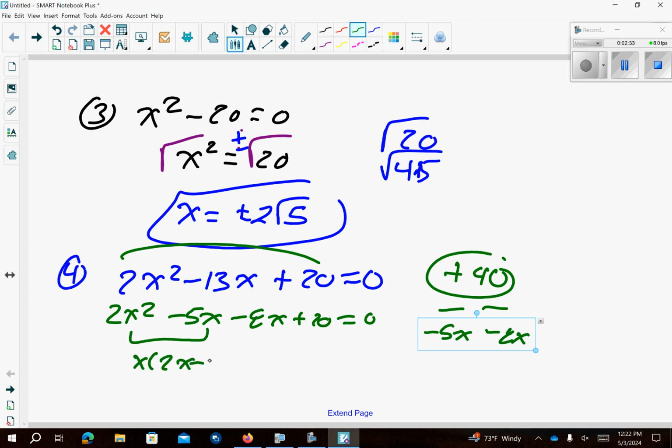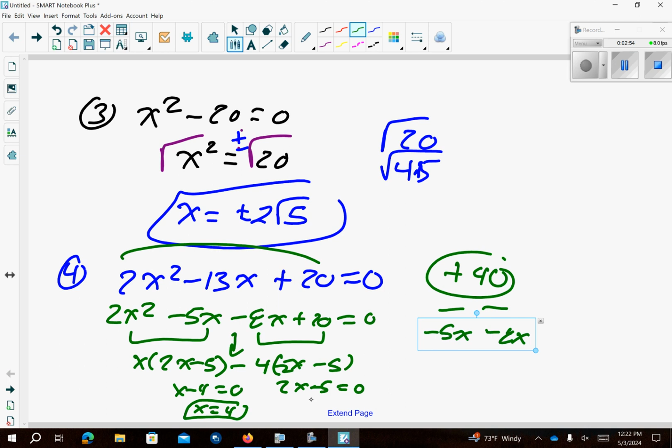Factor an x out of both of those. That leaves me 2x minus 5. Bring that negative out, factor a negative 4 out. That's going to give me 2x minus 5. So I get x minus 4 equals 0. So x equals 4 is one answer. And then I get 2x minus 5 is the other answer. That's equal to 0. So add 5 to both sides. Divide by 2. So my two answers are 5 over 2 and 4.